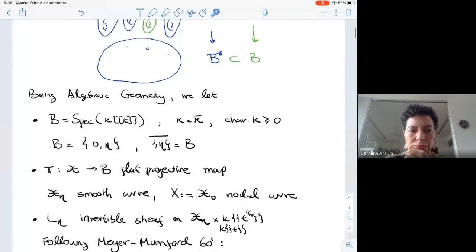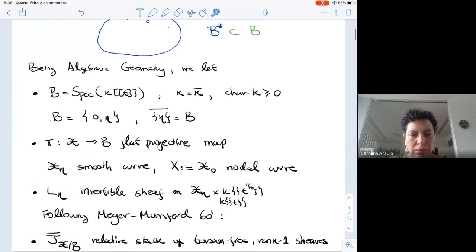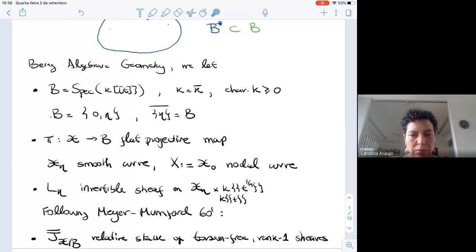So since we're dealing with abstract data, sheaves, it's really an open question what it extends to. But following Mayer and Mumford, their suggestion in the 60s, I will consider torsion-free rank 1 sheaves. So I will consider the relative space of torsion-free rank 1 sheaves. I will in a minute explain what these sheaves are. They are special coherent sheaves that are commonly used to compactify invertible sheaves. Okay? So there is this space, J bar X over B, whose fibers parameterize torsion-free rank 1 sheaves over the fibers of the family.